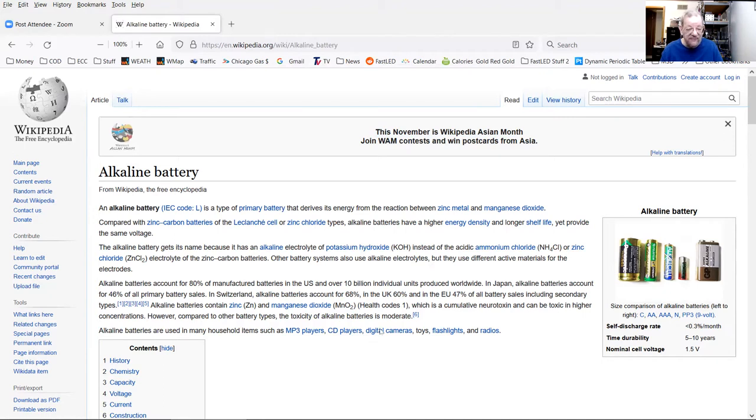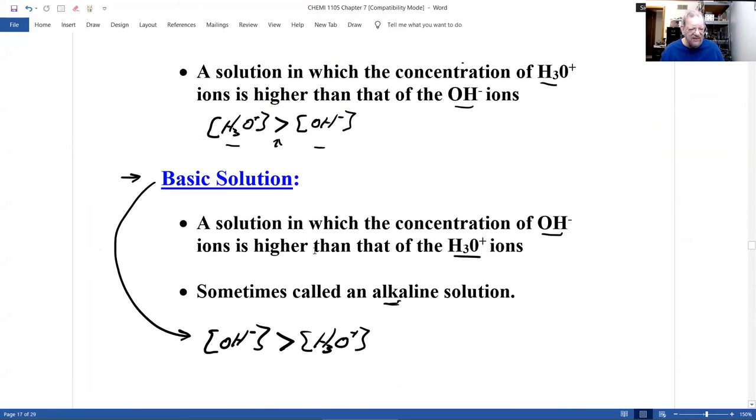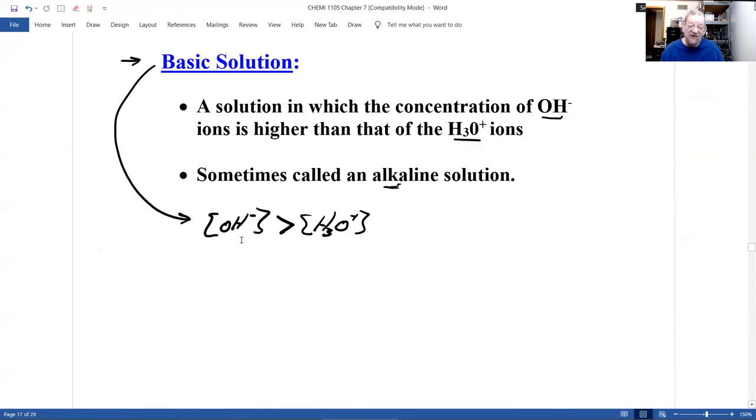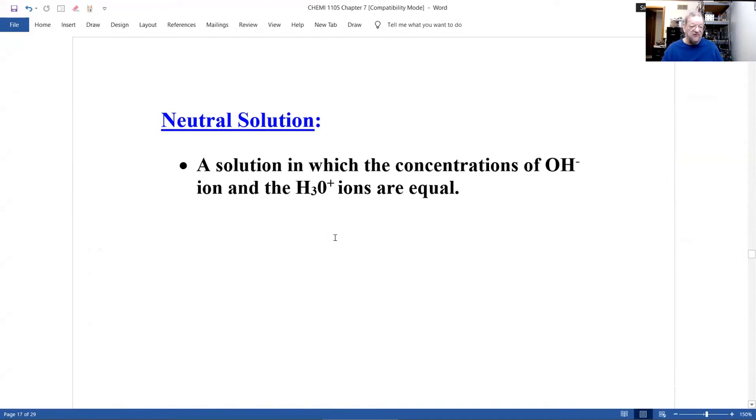All right. Well, if in an acidic solution the hydronium ion concentration is greater than the hydroxide, and in a basic solution the hydroxide concentration, OH minus, is greater than the hydronium ion concentration, what is a neutral solution? Well, that is a solution in which the hydroxide and the hydronium ion concentrations are equal.